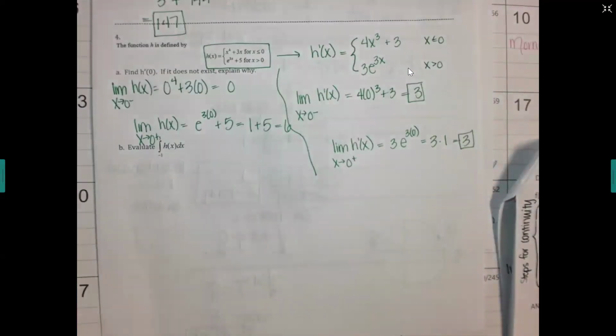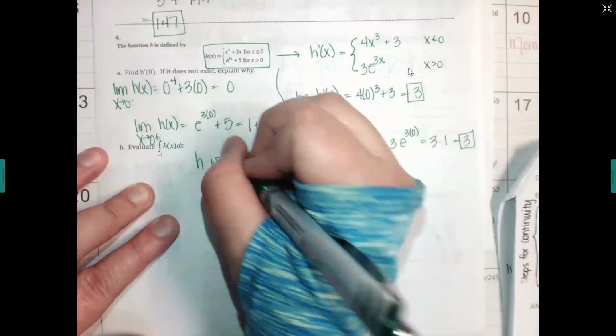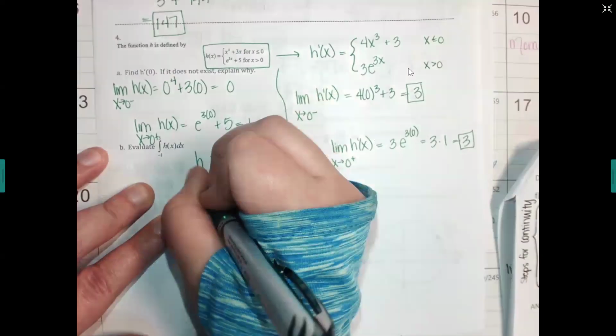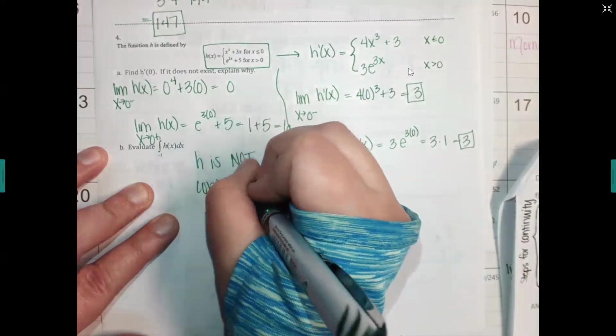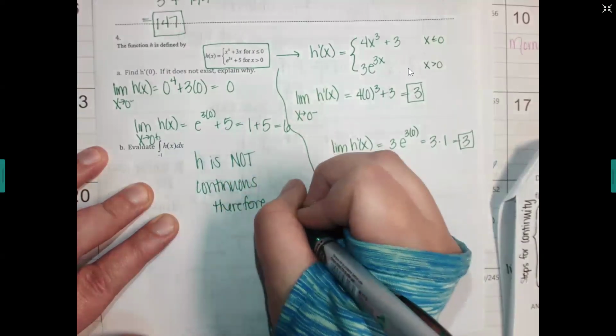So based on my originals, is my graph continuous? Well, my left and right sides are different. Then if it's not continuous, it's automatically not differentiable, which means it doesn't even matter that these match. So your final answer would be that h is not continuous, therefore also not differentiable.